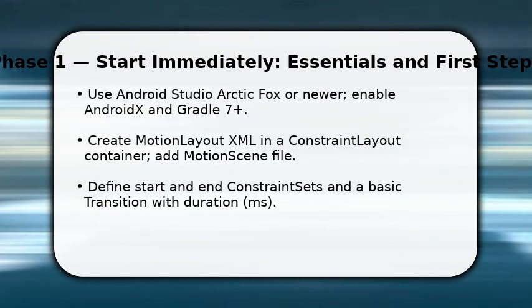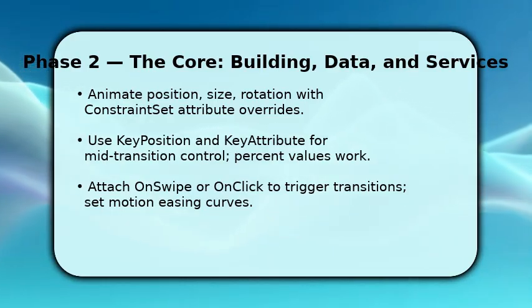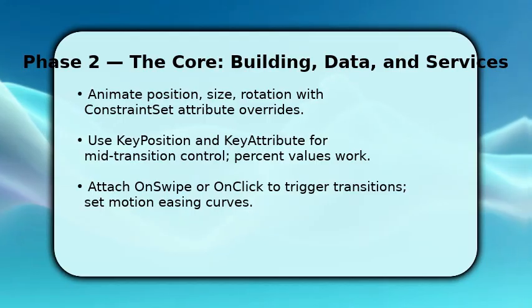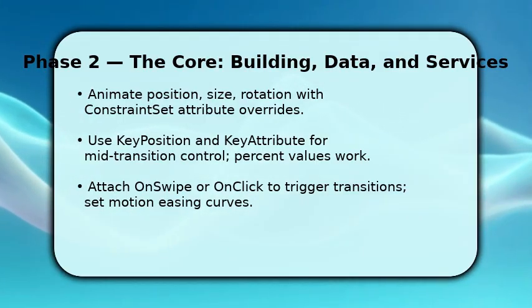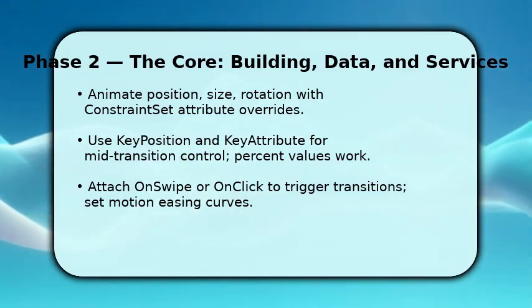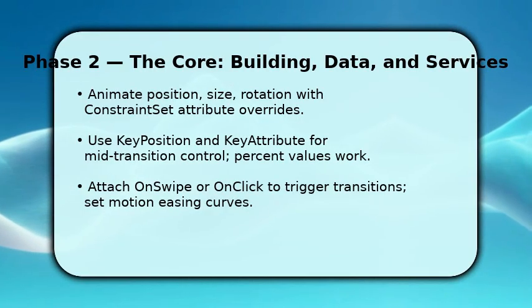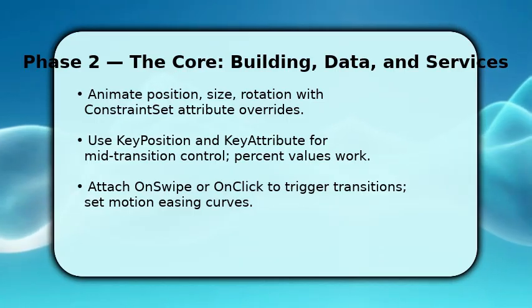In each constraint set, override attributes like layout_constraintGuide_percent, width, height, translationX, and rotation so MotionLayout knows target states. Add KeyPosition and KeyAttribute frames to control trajectories and property changes at 25%, 50%, or 75% progress. Percent values give precise timing. Then wire the transition with onSwipe for gesture-driven motion or onClick for taps.